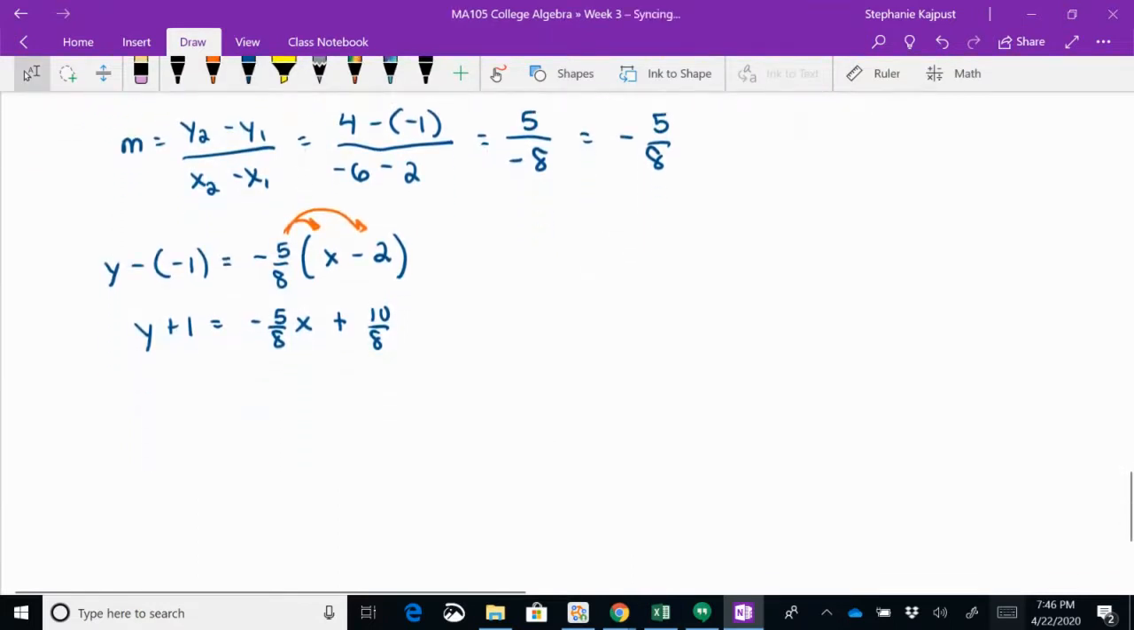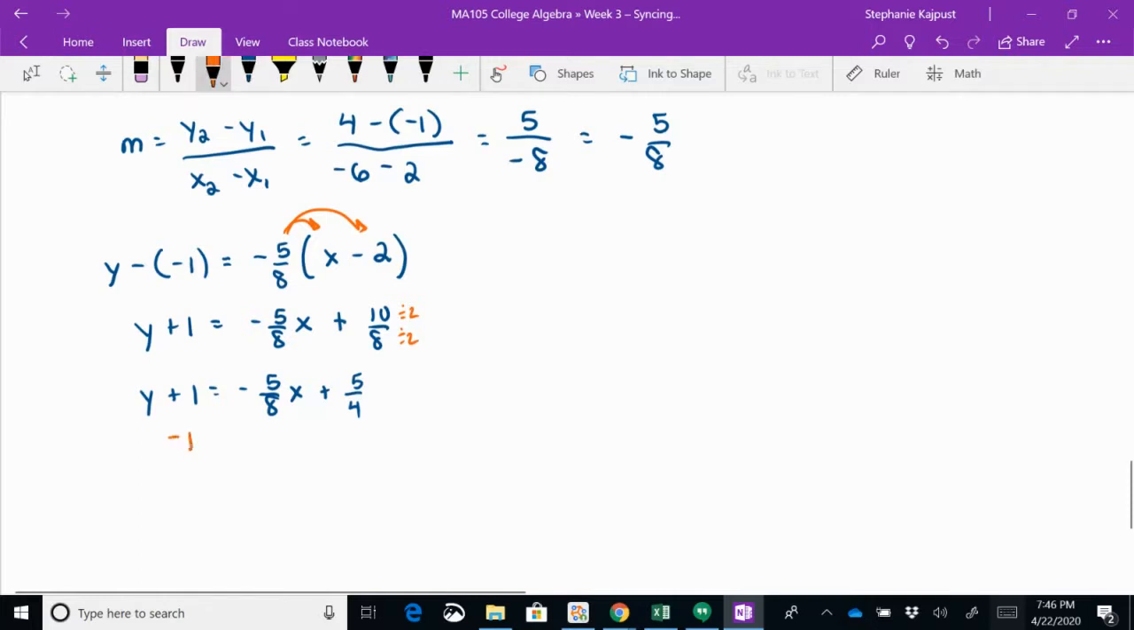And we're going to want to reduce 10 over 8. So I'm going to just rewrite this. So 10 over 8, I can divide 2 out of both of those numbers. And so that gives me 5 over 4. So I have y plus 1 equals negative 5 over 8x plus 5 over 4.